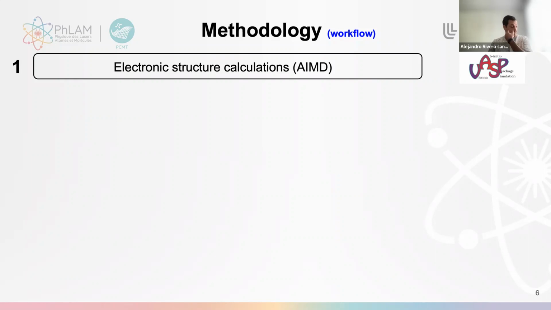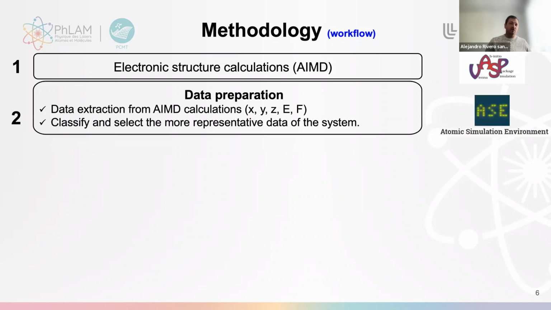In my work that I'm presenting here, I use an AIMD calculation, and you can use, for example, software like VASP, maybe Quantum Espresso, CP2K. But in any case, you need the data to have a neural network. This is sure. The second step, after you make your calculation, is the data preparation.